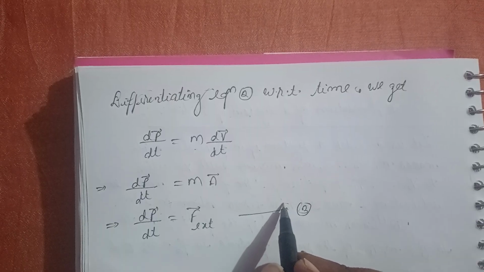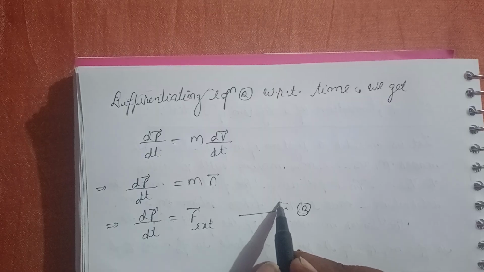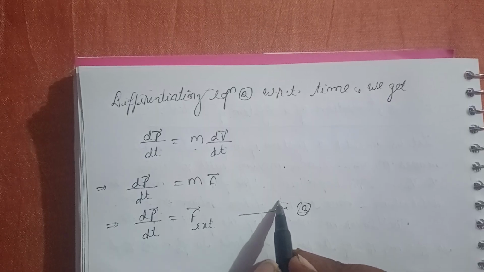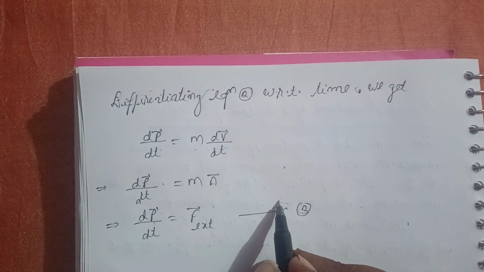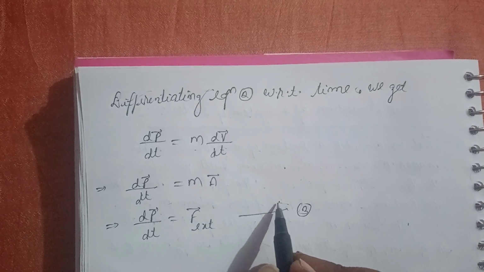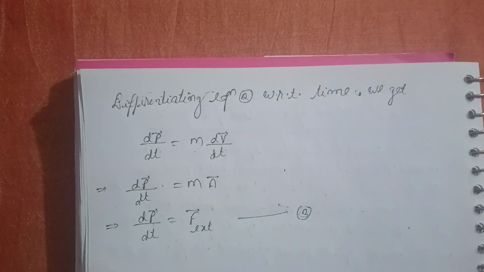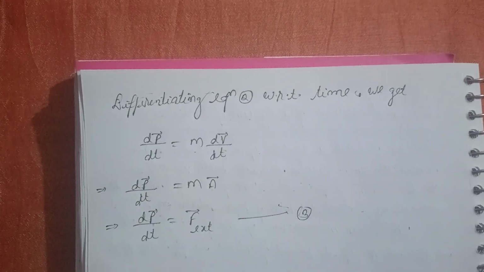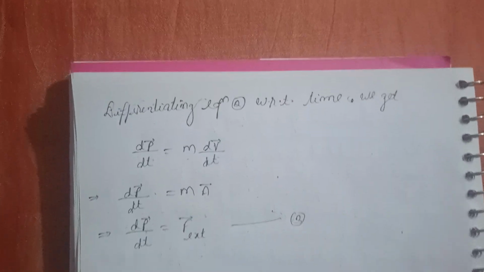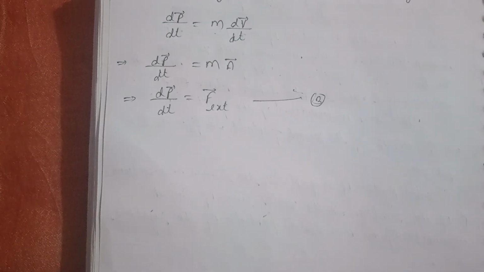In an isolated system, the vector sum of external forces acting on a system of particles is zero. Therefore, dp vector upon dt is equal to 0, or vector p is equal to constant. M vector V is equal to constant. Therefore, vector V is equal to constant. Velocity of center of mass remains constant when total external force on the system is 0.